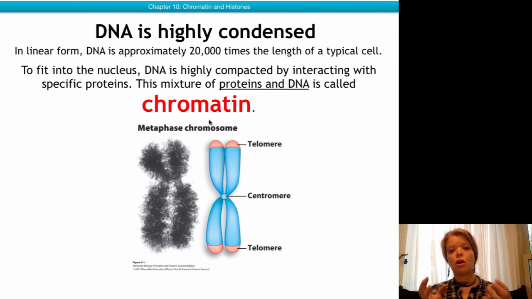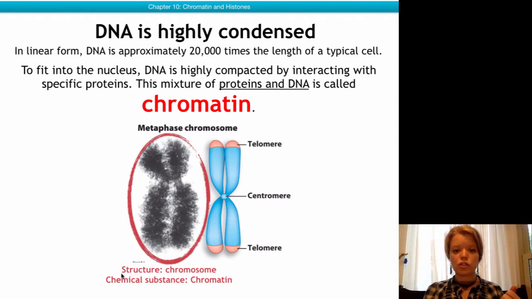And this combination of proteins and DNA that make up the chromosomes is called chromatin. And here I would like to make an important distinction. The structure that you see here, this black fuzzy X, is a chromosome. However, it is made up of chromatin. That's the substance, the material that the chromosomes are made out of. And chromatin is a mixture of DNA molecule and protein.